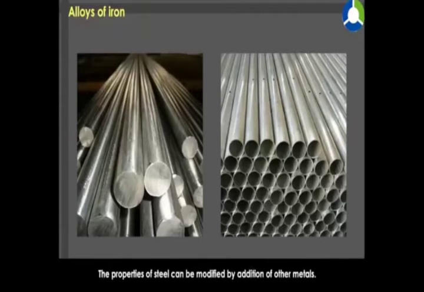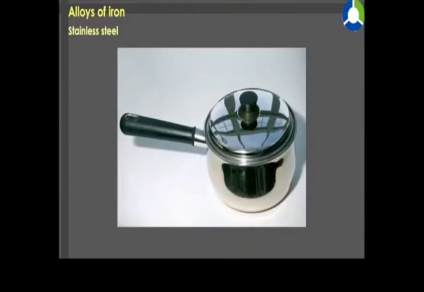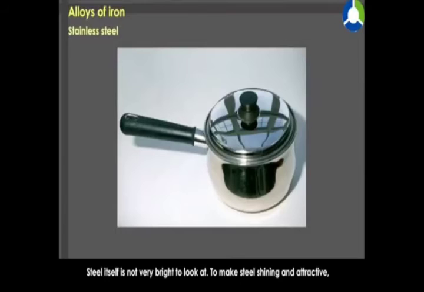The properties of steel can be modified by adding other metals. When steel is alloyed with at least one metal like nickel, chromium, vanadium, manganese, cobalt, tungsten, etc., an alloy steel is obtained. Stainless steel: steel itself is not very bright to look at. To make steel shining and attractive, nickel and chromium are added to it. Varying proportions of nickel and chromium give different grades of steel.